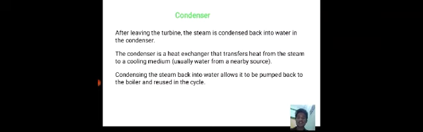Condenser. After leaving the turbine, the steam is condensed back into water in the condenser. The condenser is a heat exchanger that transfers heat from the steam to a cooling medium, usually water from a nearby source. Condensing the steam back into water allows it to be pumped back to the boiler and resume the cycle.